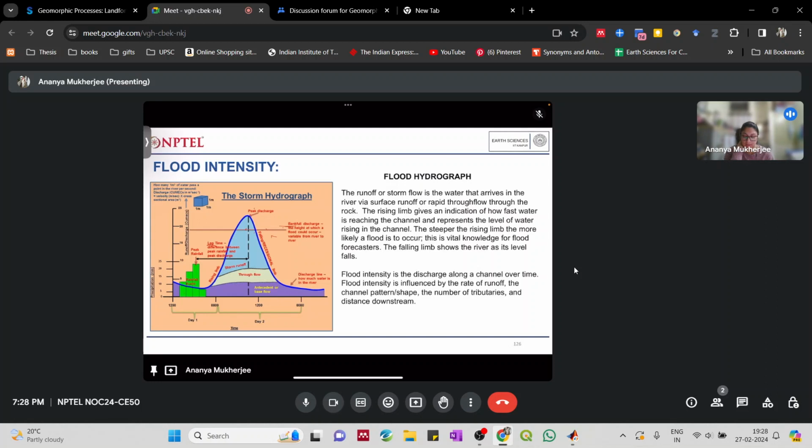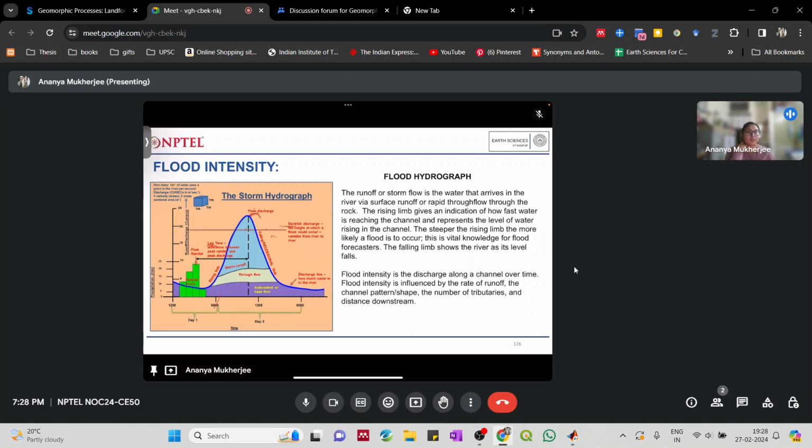So this entire part, okay, the blue shaded part is actually the storm runoff. So the storm runoff is mostly because of the rainfall event that has happened. Okay, so the rising limb can indicate how fast the water is reaching its peak discharge level, or how fast the water is changing the water level of the channel.